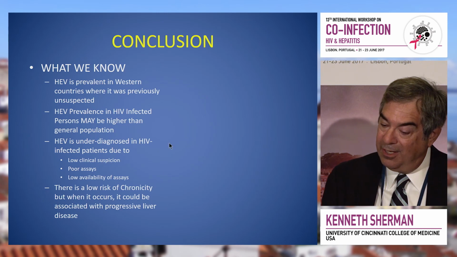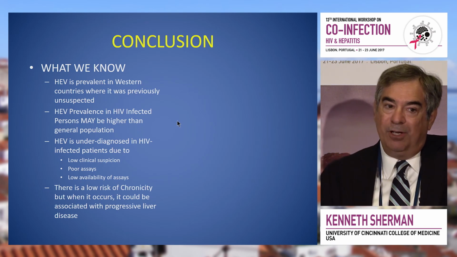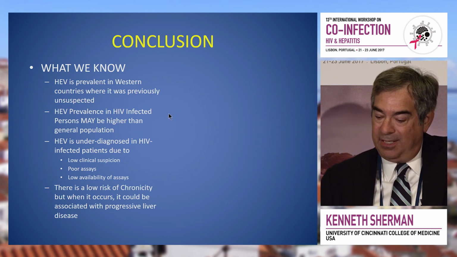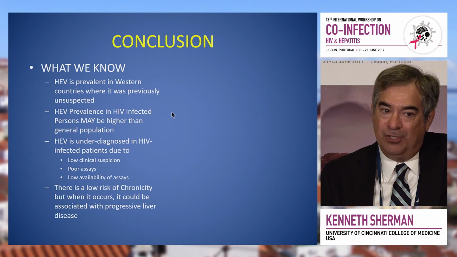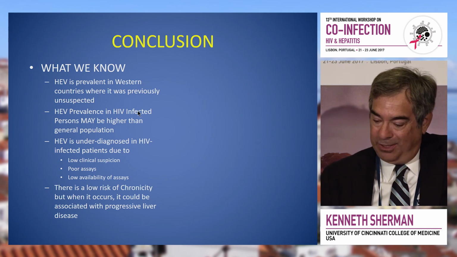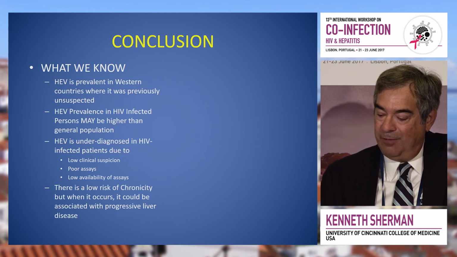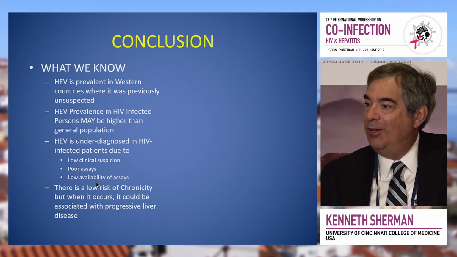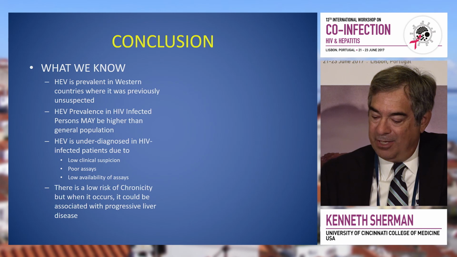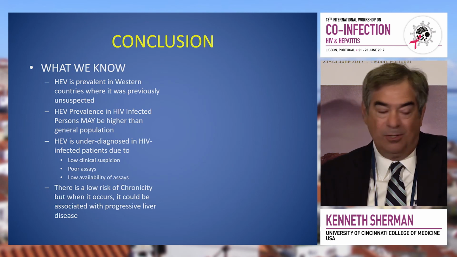So in conclusion, HEV is prevalent in Western countries where it was previously unsuspected, and the prevalence in HIV-infected patients may be higher than in the general population, though we really still are not completely sure of that. It is clearly underdiagnosed in HIV-infected patients for a variety of reasons: low clinical suspicion, poor assays, and low availability of those assays, even though they are poor assays.